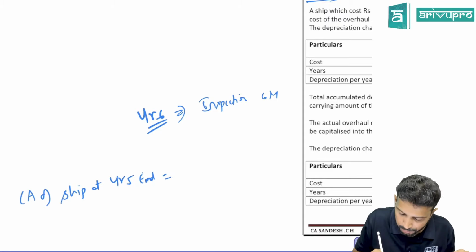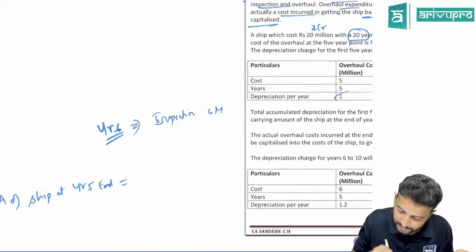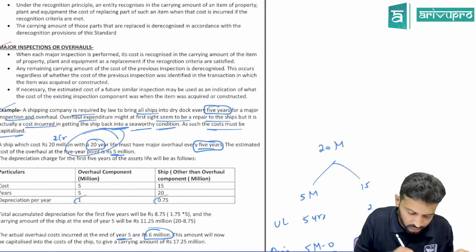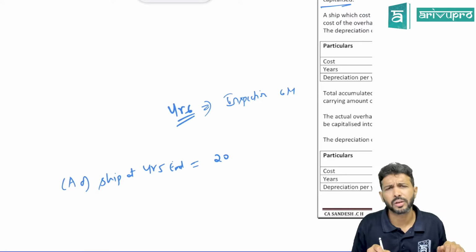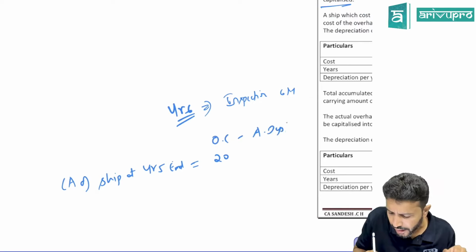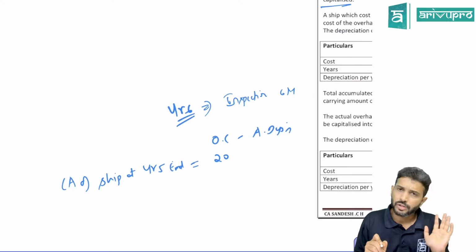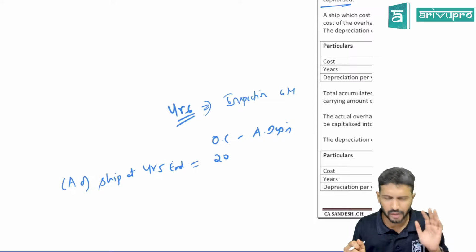You bought the ship for how much, sir? You bought the ship for 20 million. Yes, no? That's what they gave here initially. How do you get carrying amount? The original cost minus accumulated depreciation gives you the carrying amount. From the cost, you deduct all the depreciation you have charged so far. You'll get the book value of the asset, or carrying amount.